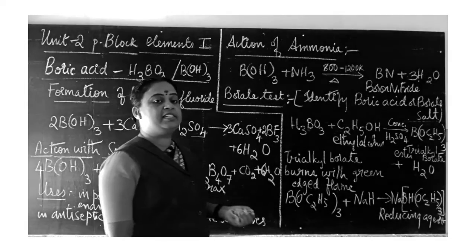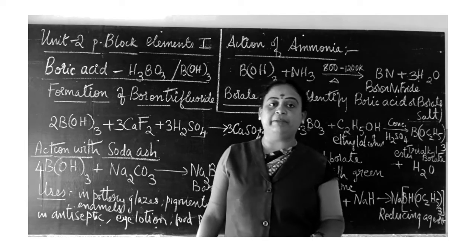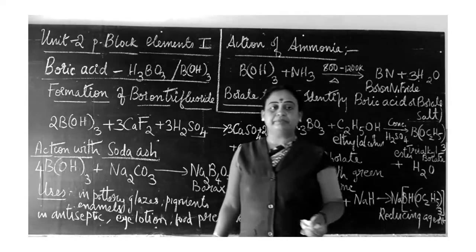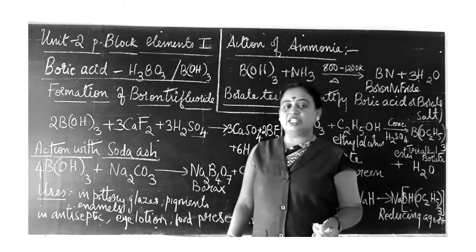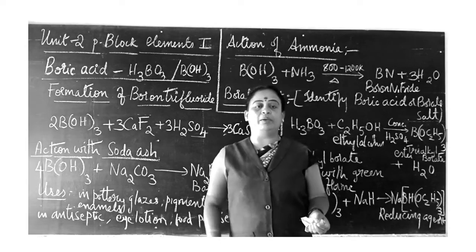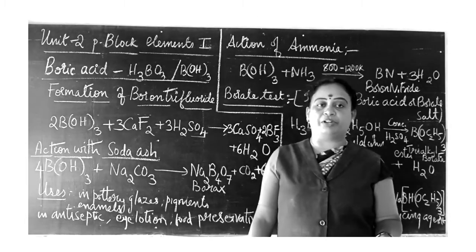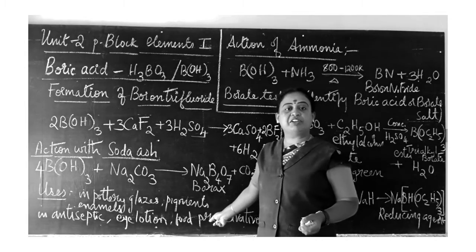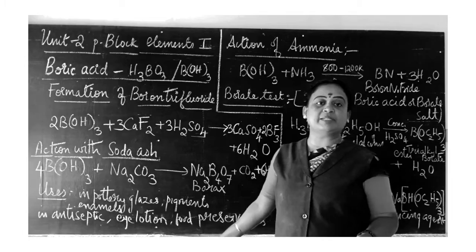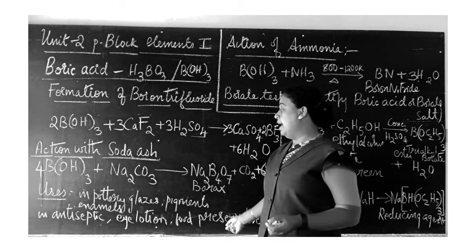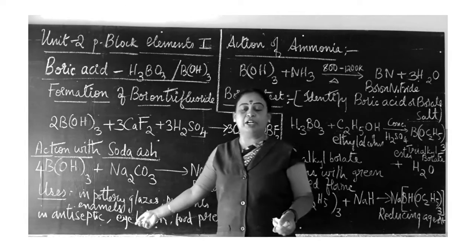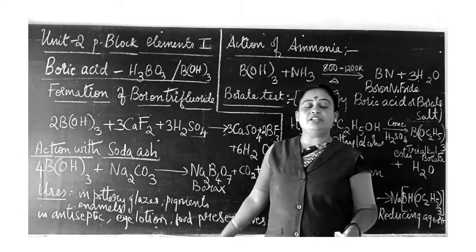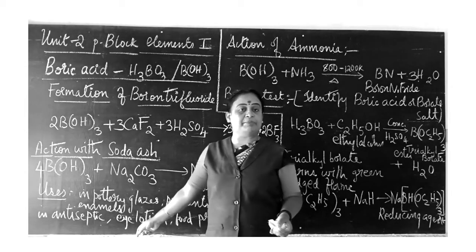So boric acid is used in the manufacture of pottery glazes. So the shining coating which gives glazes to the pottery, that is nothing but pottery glazes, and it is also used in the manufacture of pigments and enamels. Pigments means dyes of different colors, and enamels, which are commonly used in jewelry enamels. Then it is also used in the manufacture of antiseptic.